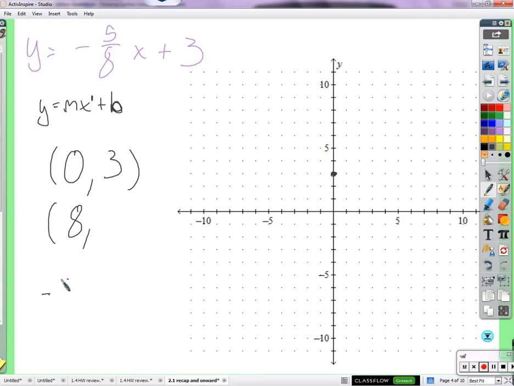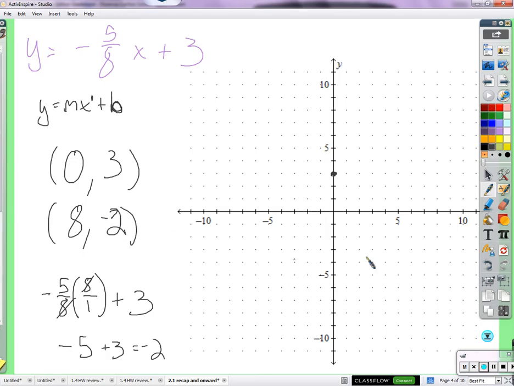Let's show that work there. We got a negative 5/8 times 8, right? 8 divided by 8 is 1, that's nice, no more denominator, or a denominator of 1. So it's negative 5, because we have negative 5/8 times positive 8 over 1, and a negative times a positive is a negative. So negative 5 times 1 divided by 1 is negative 5, plus 3 is negative 2. So 8 gives us negative 2.